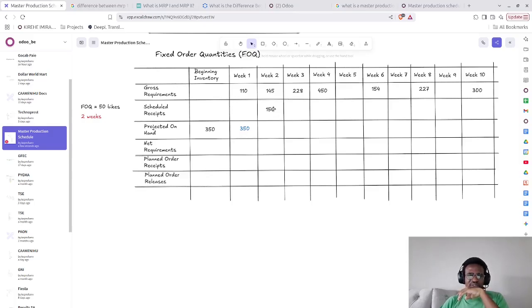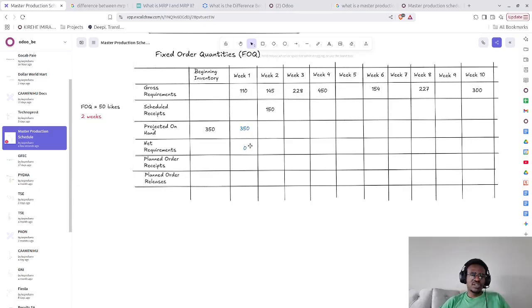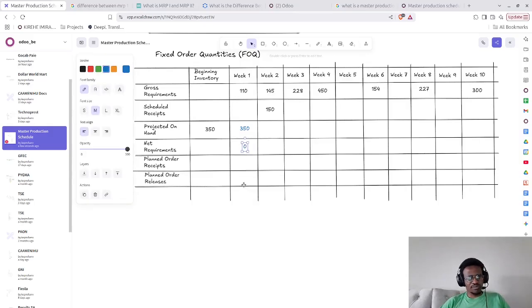But let's not run ahead of ourselves. We have a fixed order quantity of 50 bikes, and it takes 2 weeks for me to get them. So after supplying 110, I'm left with 240 bikes. Do I have net requirements? Nope. Net requirement is 0. Planned order is 0. Planned receipt is 0. And planned order receipts is 0. So we carry forward our 240 bikes, and then we receive 150 because that's the scheduled receipt of 150.